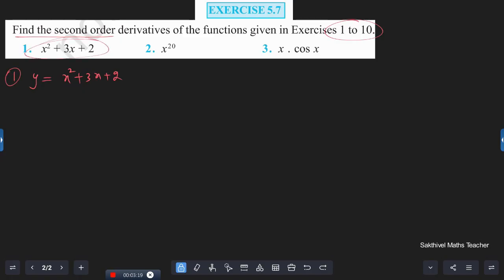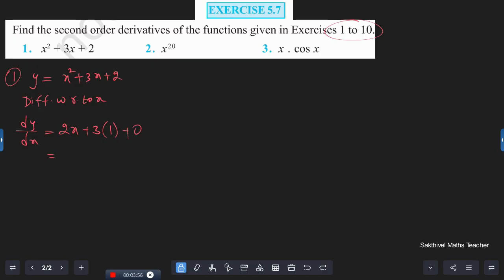Children, generally equal to something is not given. Listen, you take y equal to something. The whole question you take y equal to or f of x is equal to anything. Here equal to nothing is there, so I am taking y equal. Now differentiate on both sides with respect to x. So dy divided by dx. What about x square derivative? 2x. What about 3x derivative? 3 into x derivative 1. Constant 2 derivative, 0.